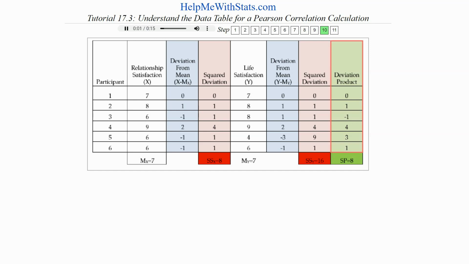Finally, we have the products of the x deviation and the y deviation. With positive correlations, the sum of these products will be positive. With negative correlations, the sum of these products will be negative. These deviation products are summed to equal the sum of products. With these data, the sum of products is 8.